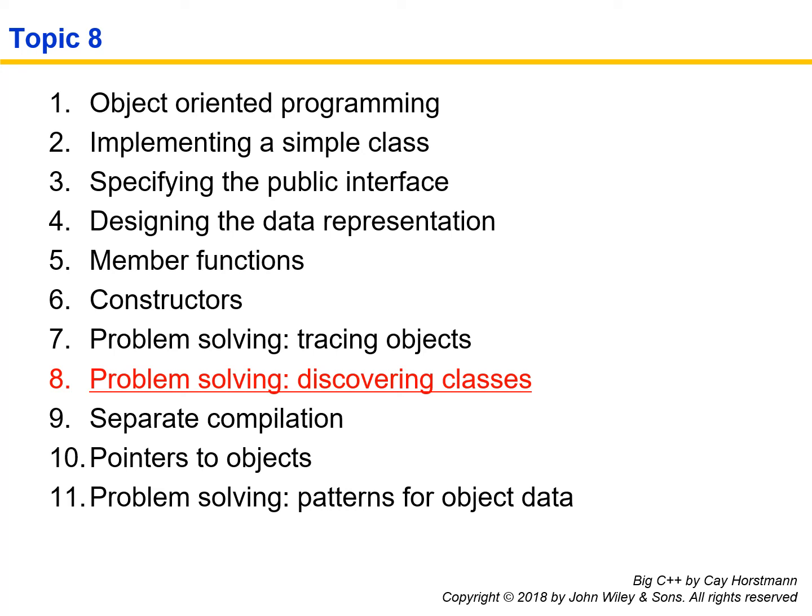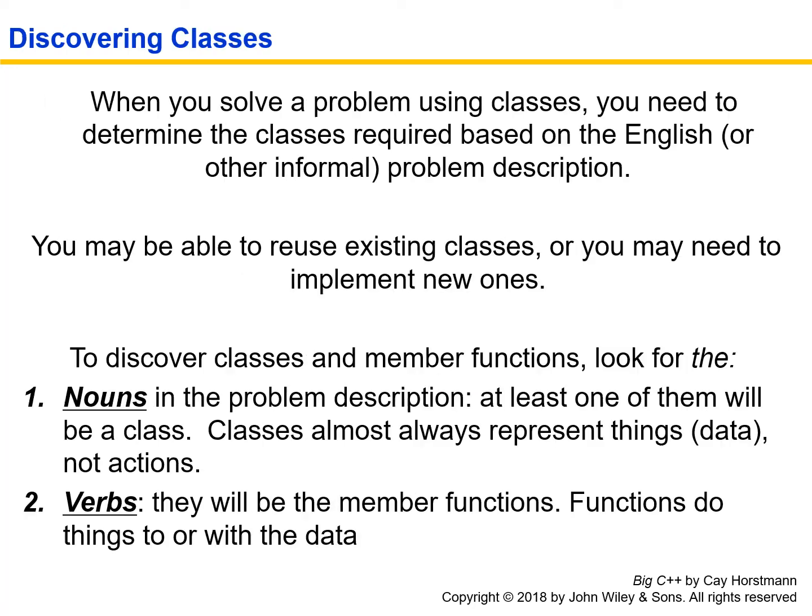Okay, so how then do we decide what classes need to be in a problem? When you solve a problem using classes, you need to determine which classes to specify based on the plain English problem description. Generally speaking, if you can find a noun, that might be a class. Okay, a noun in the problem description. At least one of them will be a class.